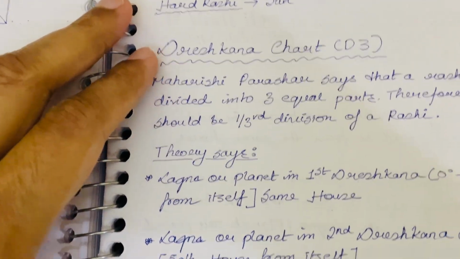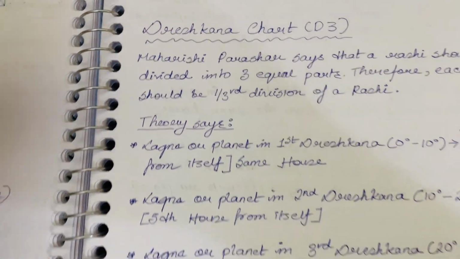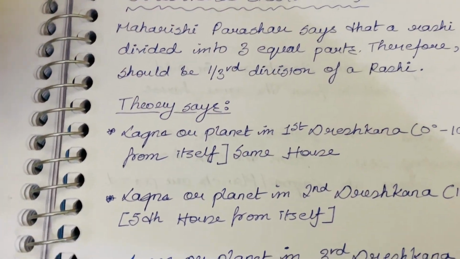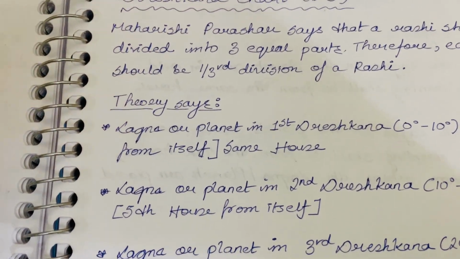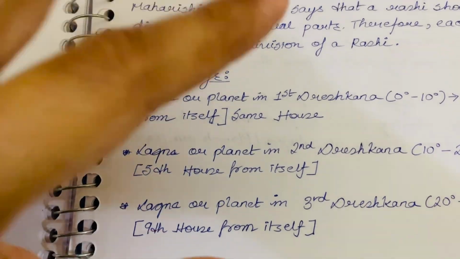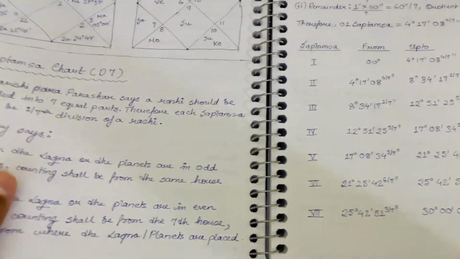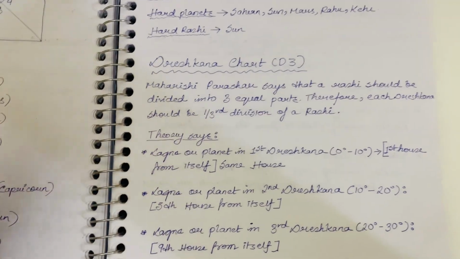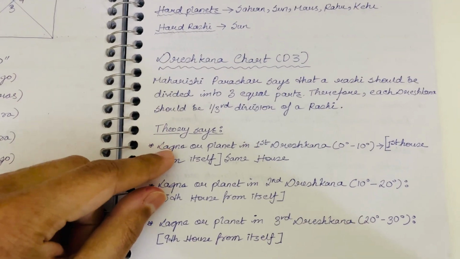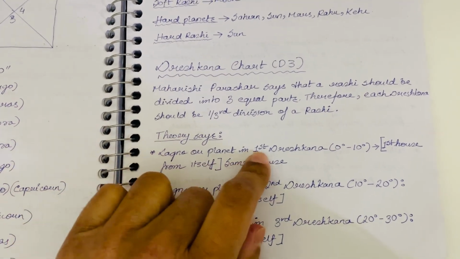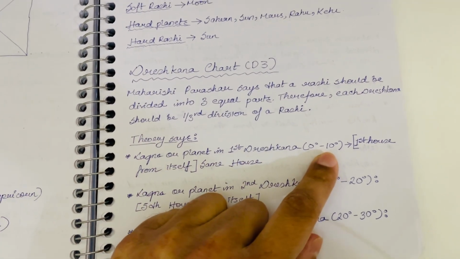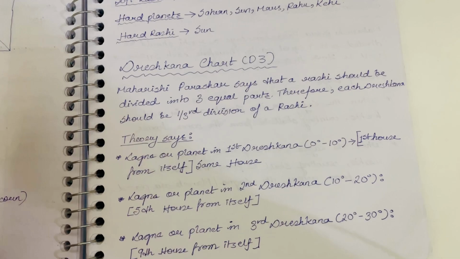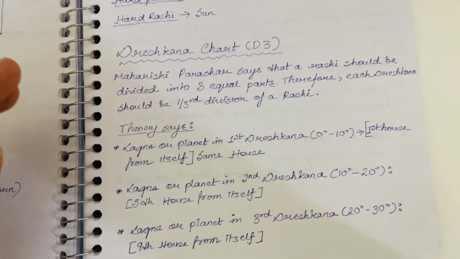I have written down a small theoretical aspect: the three principles of a Dreshkana chart. We have to keep certain things in mind when calculating it. The first principle is that the Lagna or a planet in the first Dreshkana, that is 0 to 10 degrees, will be first house from the first house. First from the first, it will always remain in the same house.